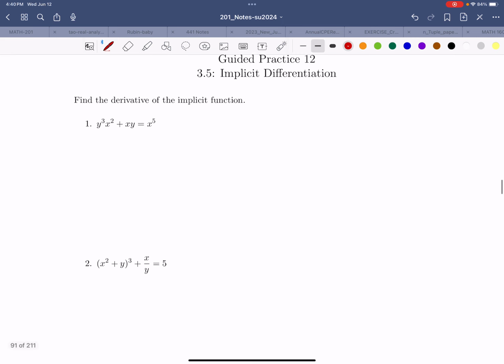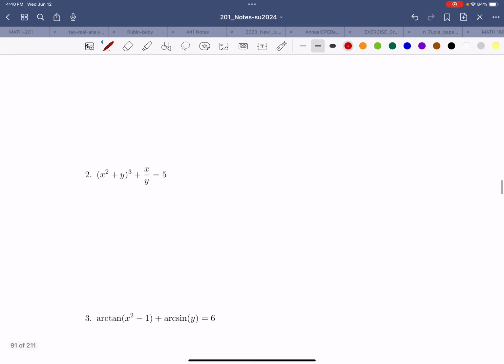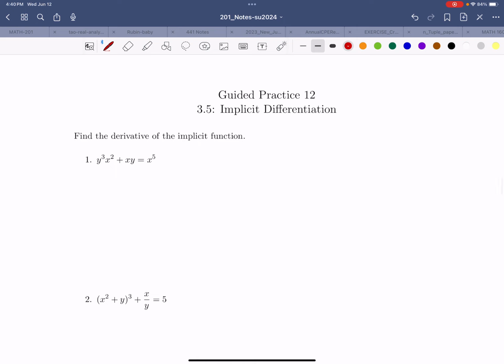Right, now we come to guided practice, and I think it's just these 3 problems, yeah, right? So, find the derivative of the implicit function. That means find dy over dx, and you're going to have to implicitly differentiate, right? So remember, be a little careful here, we've got a product rule for that first term. We're going to get 3y squared dy over dx, x squared plus y cubed times 2x, right? Does everyone see that this right here is the derivative of this?